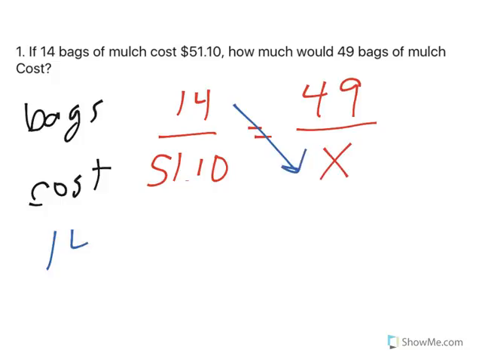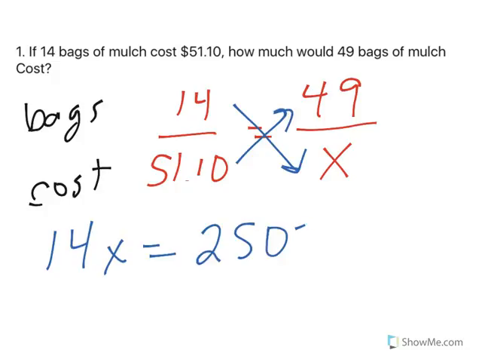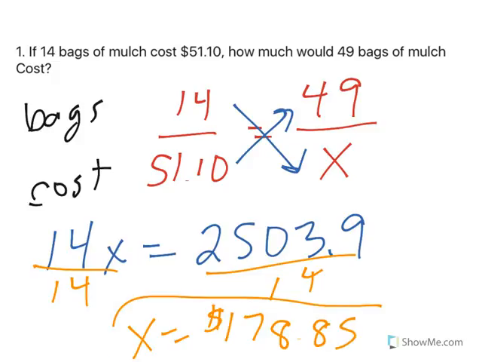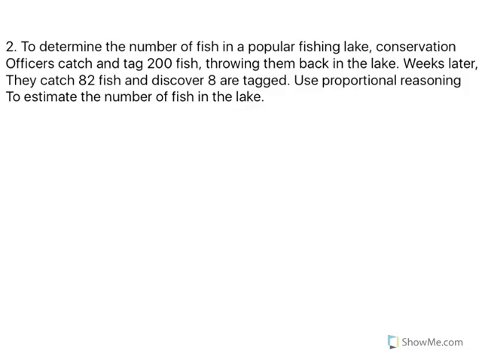Cross multiply, 14x equals 2503.90. Divide both sides by 14, and 49 bags should cost roughly $178.85. Makes sense? 49 bags is quite a bit more than 14, and $178 is quite a bit more than 51.